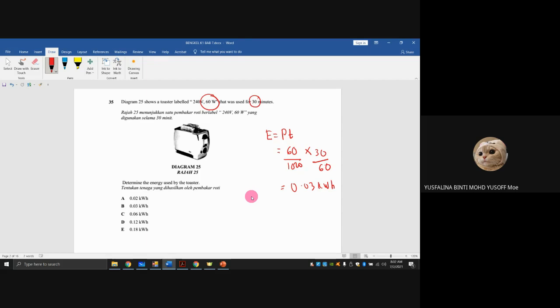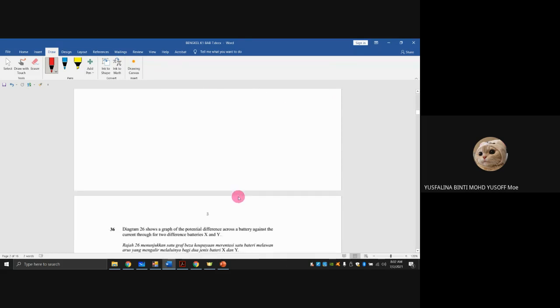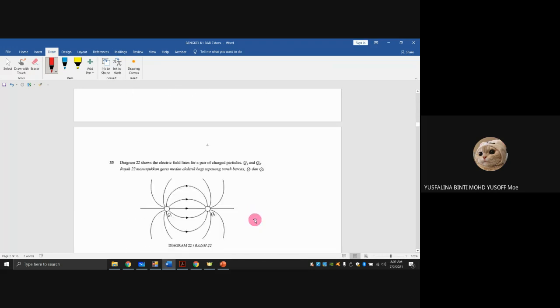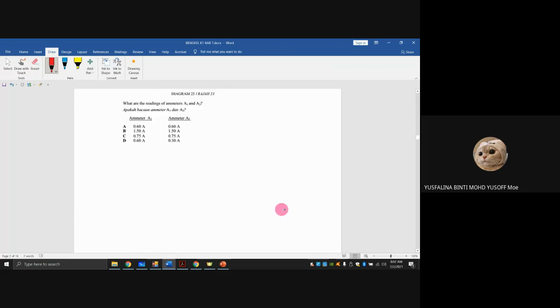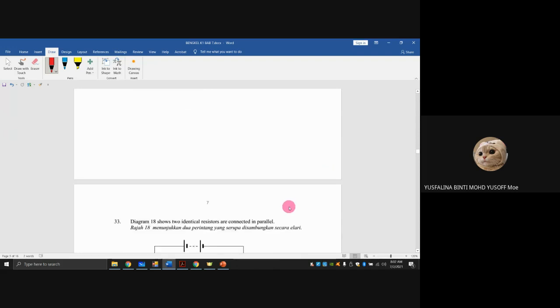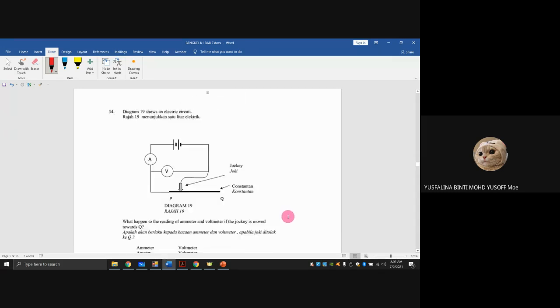Kilowatt hour, sorry. Okay, so this is the energy that we use. Let's try another one. For this one, you have to calculate the electricity bill for this question.